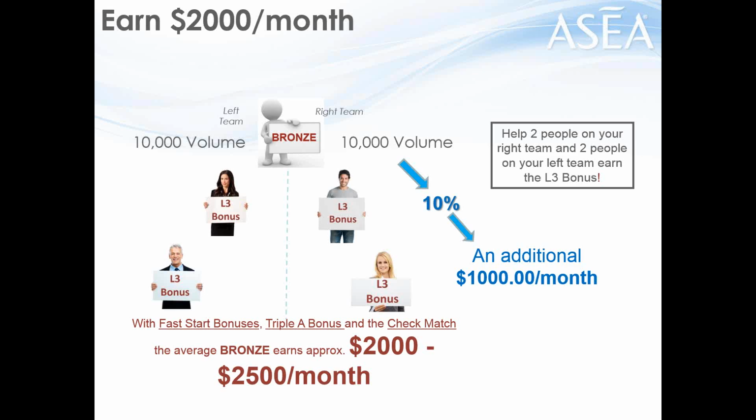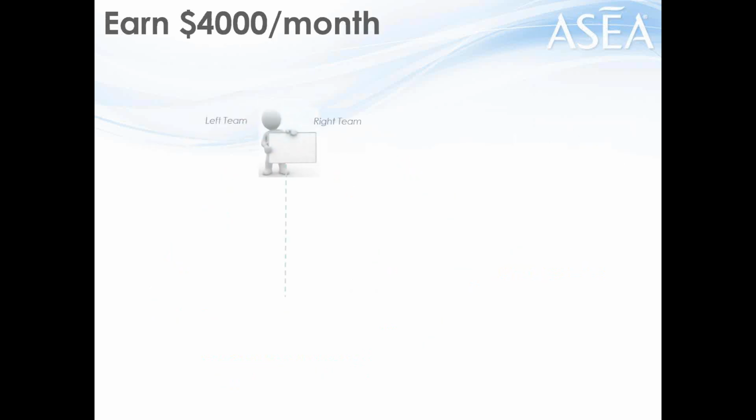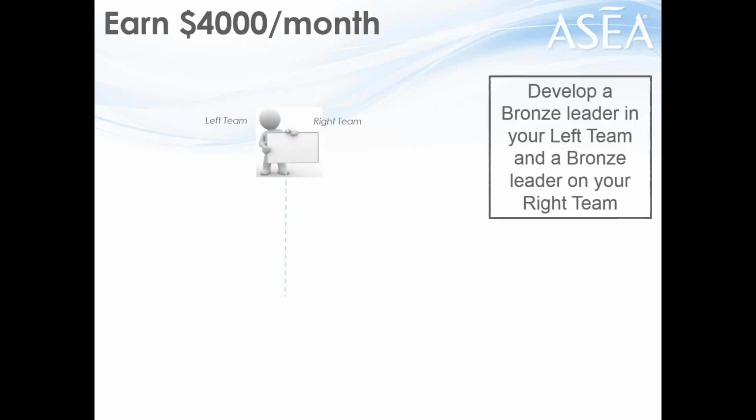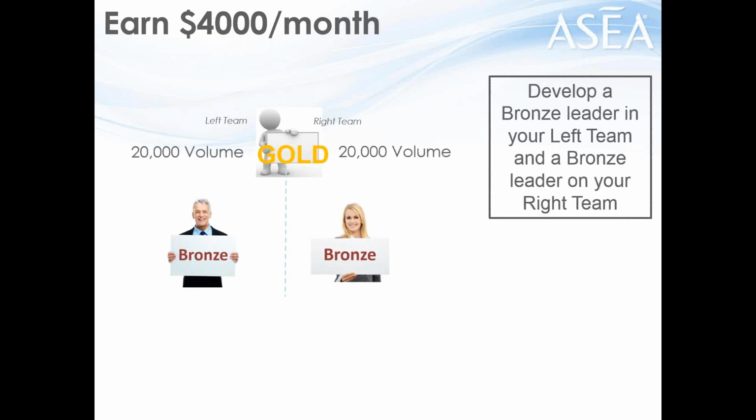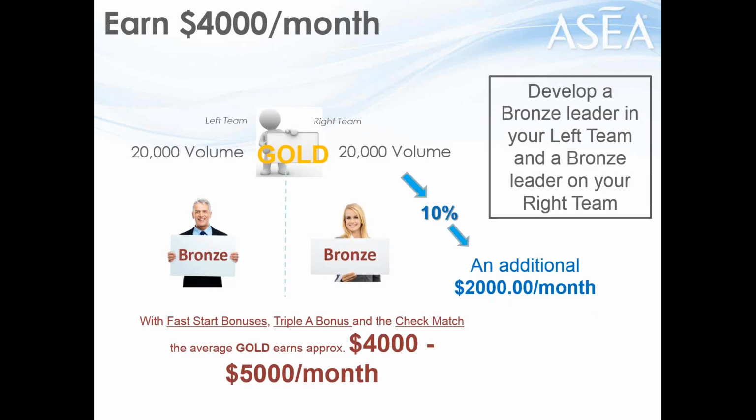And again, I think this number here is very conservative, okay, for a bronze executive. Now, $4,000 a month, okay, basically helps someone go bronze on your left and on your right. And at this point, you'd be a gold executive, okay? You should be a gold executive. There's a couple other requirements, but it should be pretty much a no-brainer at this point to be gold. And at gold, your $4,000 to $5,000 a month is very conservative, okay?